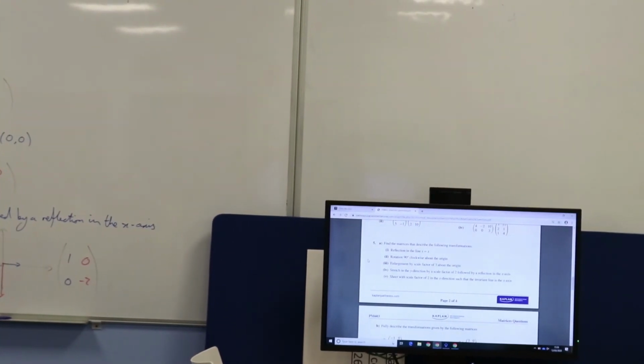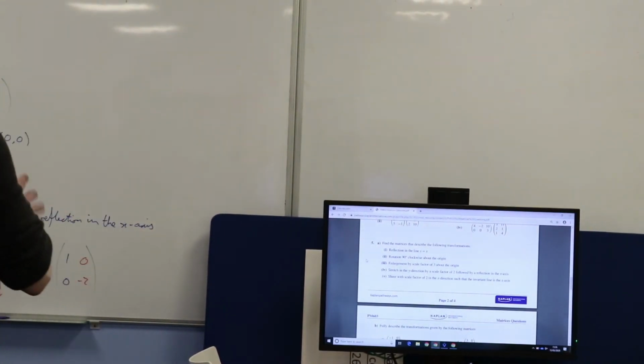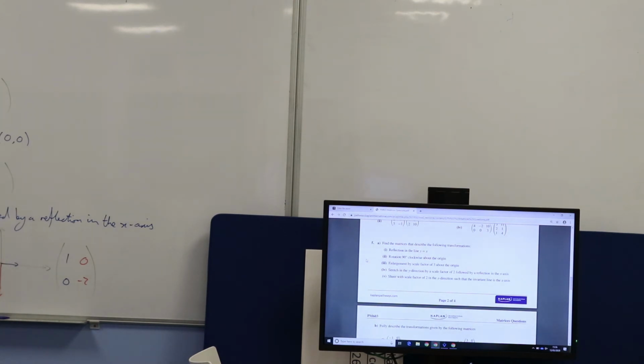Have a look at question 5 for me. So question 5 is a bit weird. It's asking for a shear with a scale factor of 2 in the x direction such that the invariant line is the x-axis. What's shear mean? So shear basically means you're stretching it, but you're kind of pushing it at the same time.